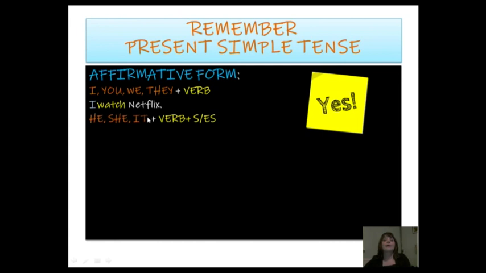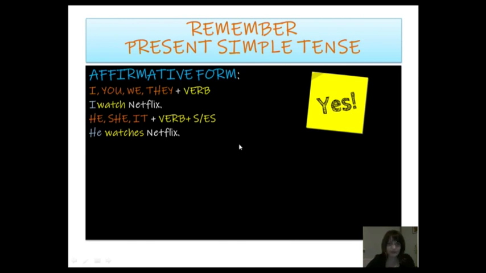On the other hand, when we have the third person singular, he, she, or it, then we must add s or es ending on the verb. Sa druge strane, kada imamo treće lice jednine, tačnije he, she ili it, tada moramo na glagol da stavimo nastavak s ili es. For example, he watches Netflix. On gleda Netflix. This is very easy. That's why we call this tense simple, because it is very simple to form it.